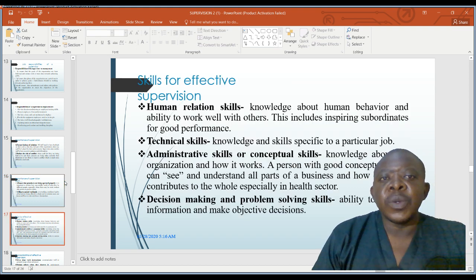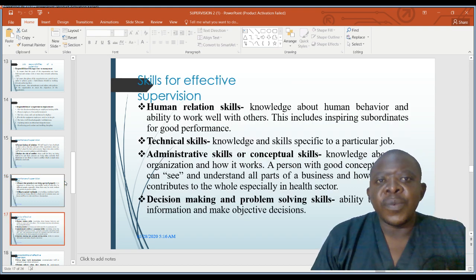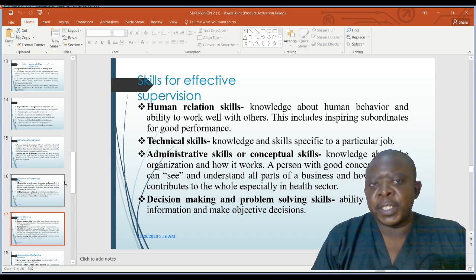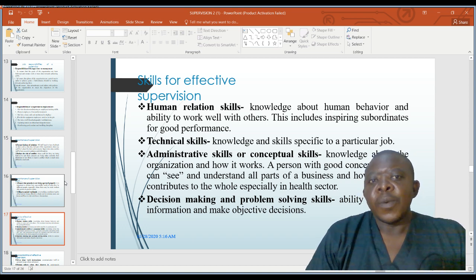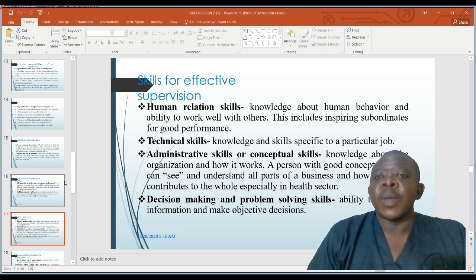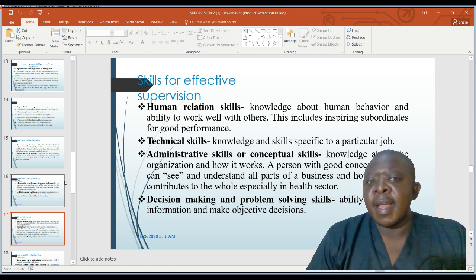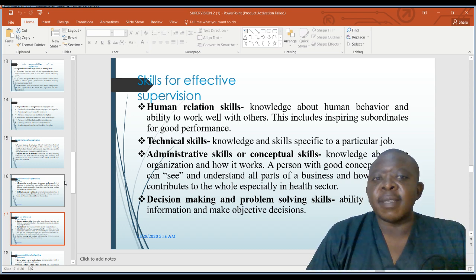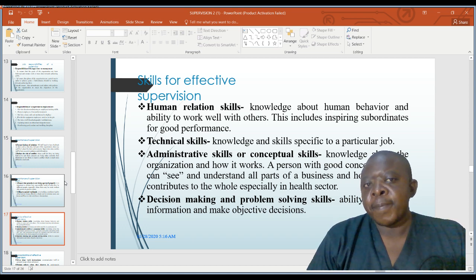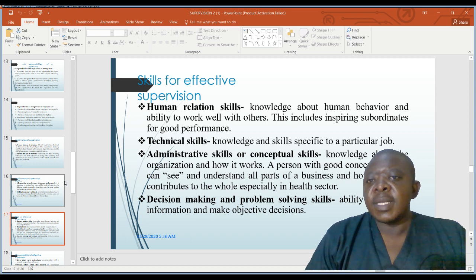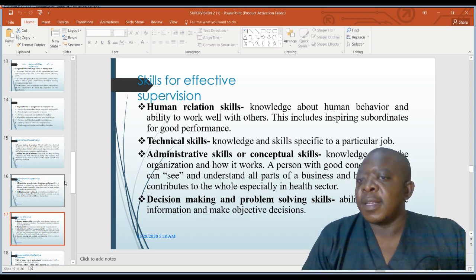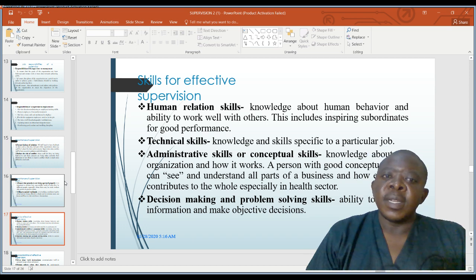Let us now look at the skills for effective supervision. So the skills for effective supervision include human relations skills. When we talk of human relations skills, we are looking at the knowledge about human behavior and ability to work well with others. This includes inspiring subordinates for good performance. Then the other skill is technical skills. Knowledge and skills specific to a particular job. That is a technical skill.